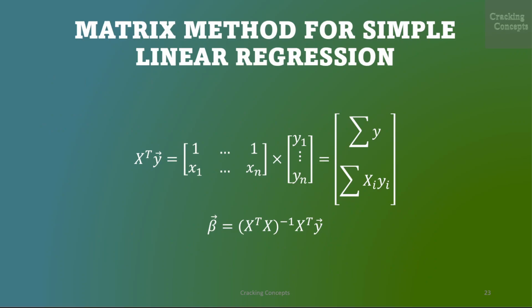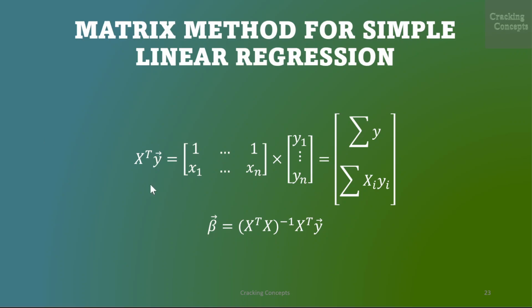Now the X transpose Y vector, on substituting the values, will again have y1 through yn, which is summed n times. We can write it as sigma y. And here x1 through xn is multiplied by y1 through yn, so it can be written as sigma xi yi.